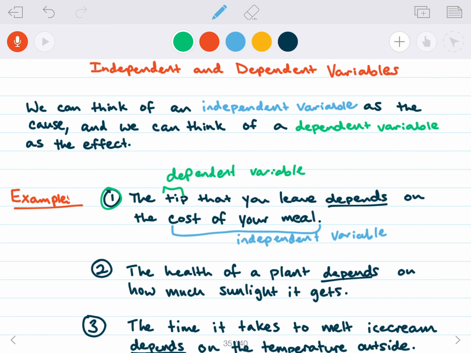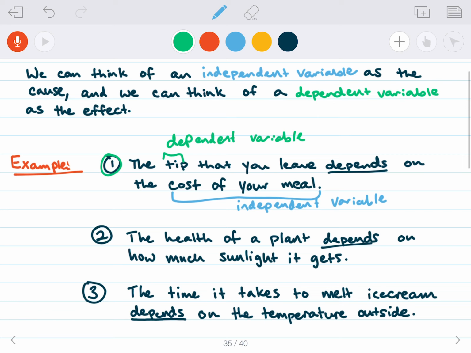Let's look at this next example. The health of a plant depends on how much sunlight it gets. So the thing that you can control, the cause, is how much sunlight the plant gets. So this would be the independent variable, how much sunlight we're giving a plant. And the health of the plant depends on how much sunlight it gets. So the health of the plant is going to be our dependent variable.